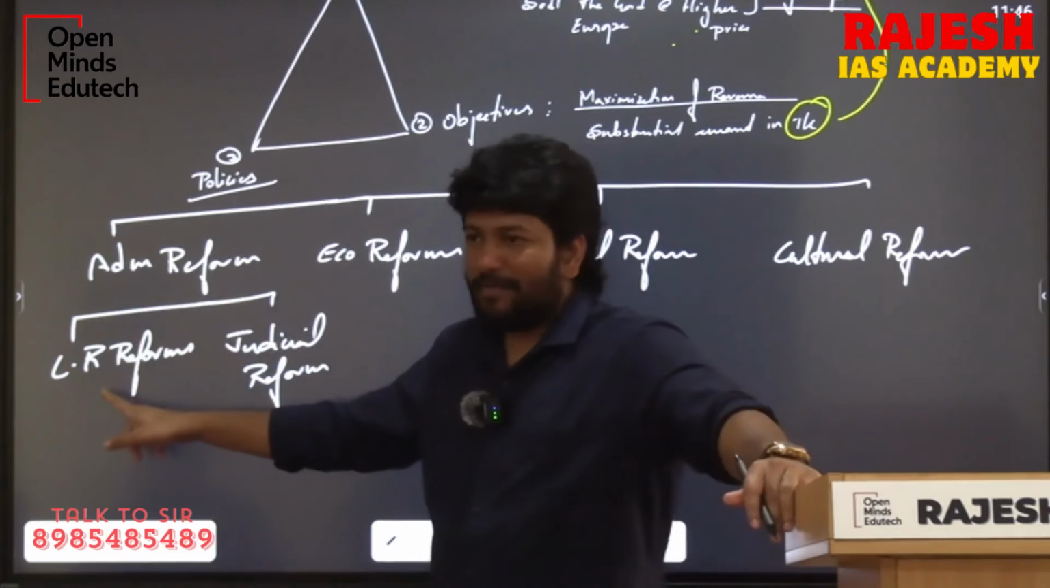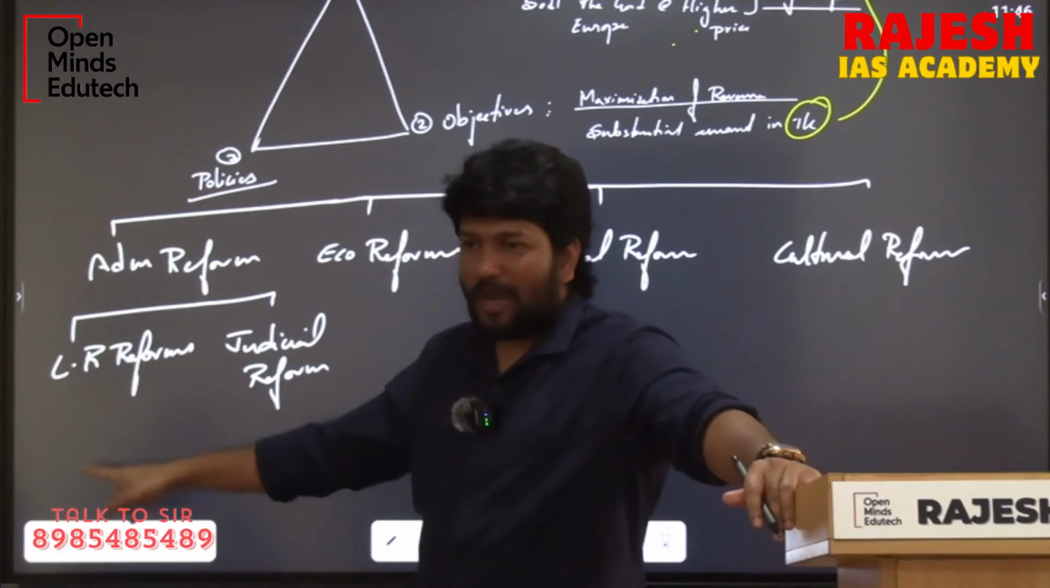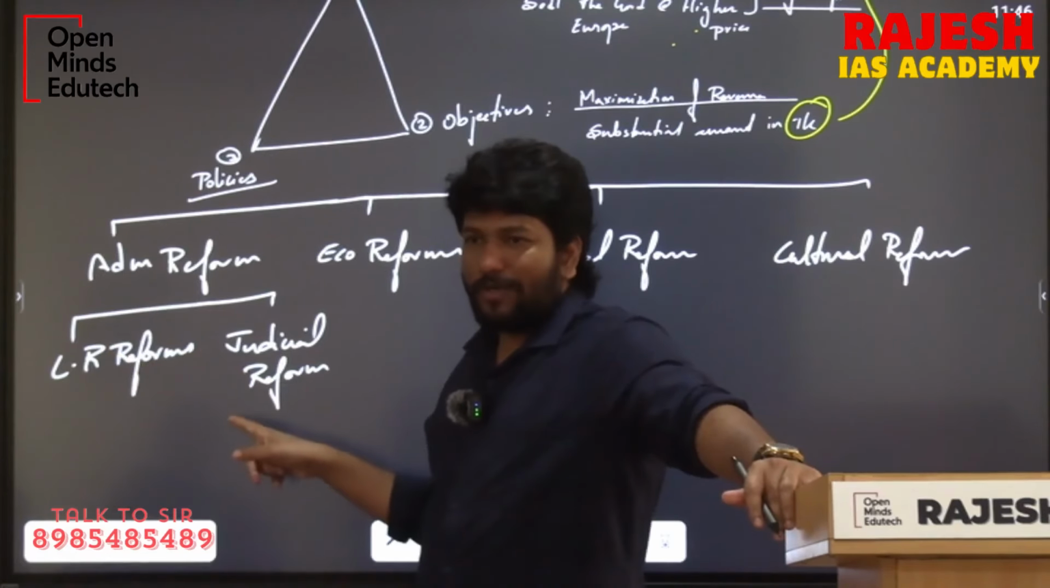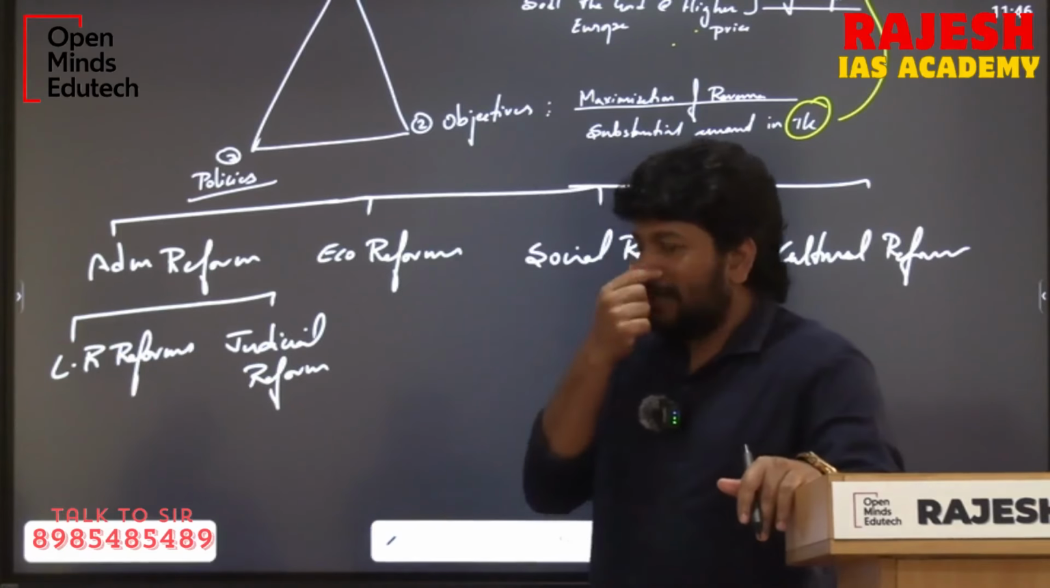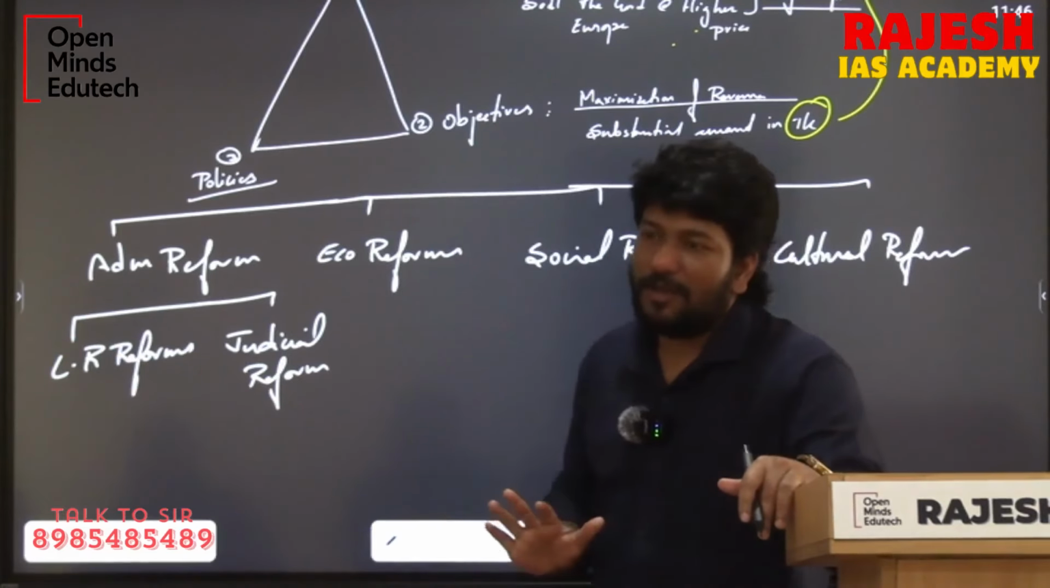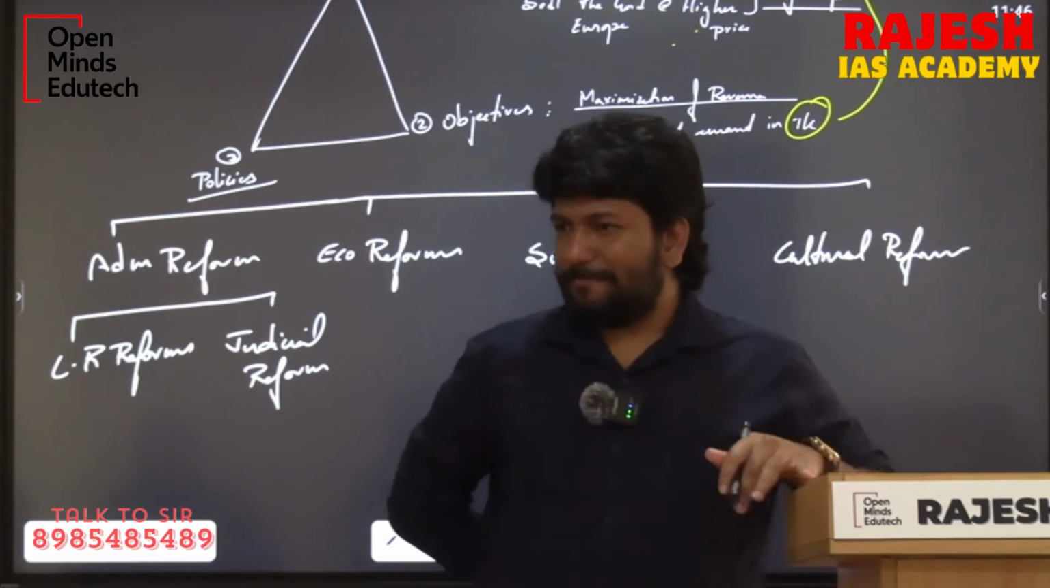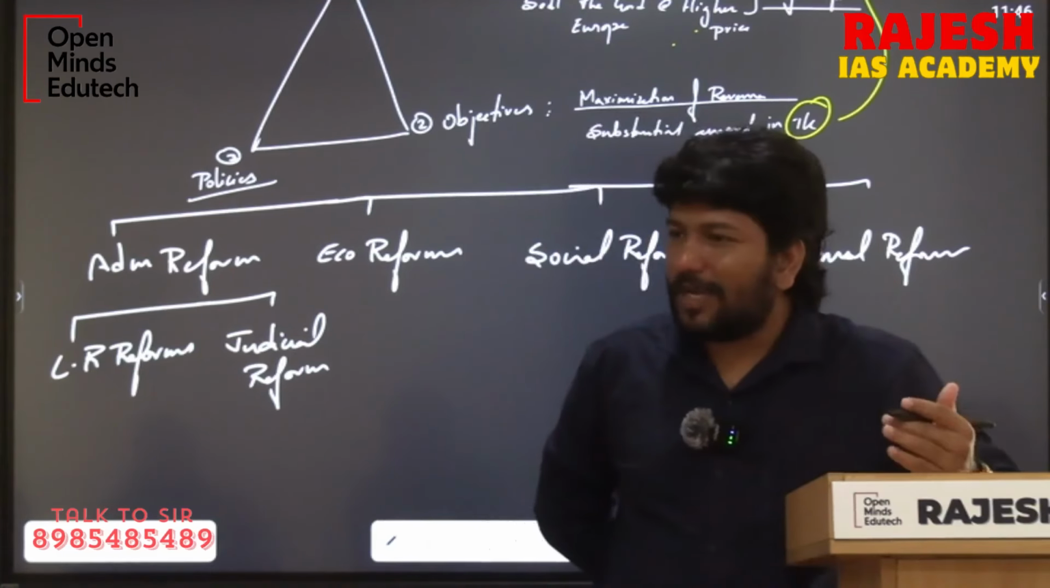Clear? Their main motive is what? Maximization of profit. So they have to do reforms in this one, to know about land revenue and how to collect it. What is the next one? Economic reforms. Did they do any economic reforms? Did they introduce railways?